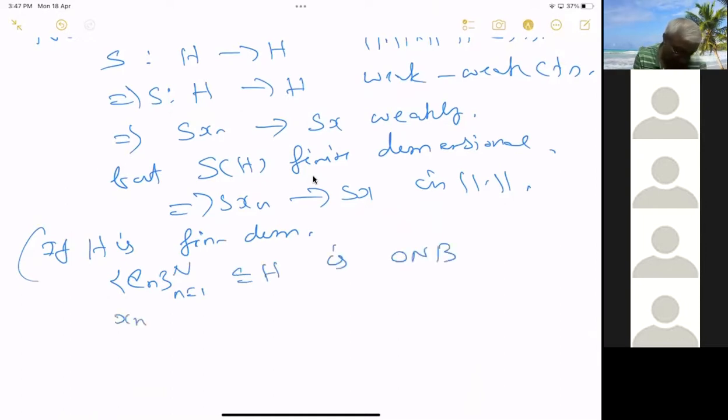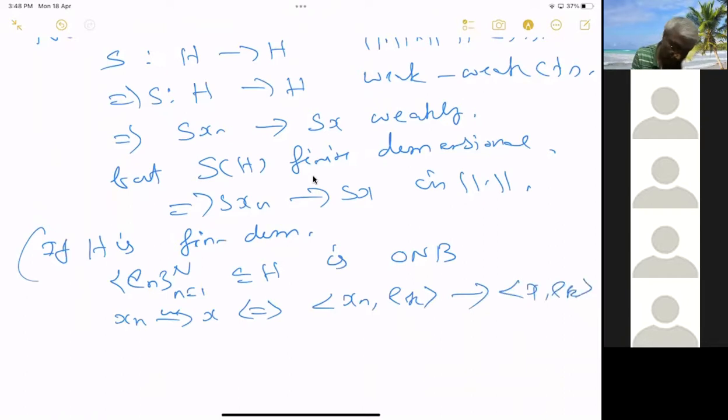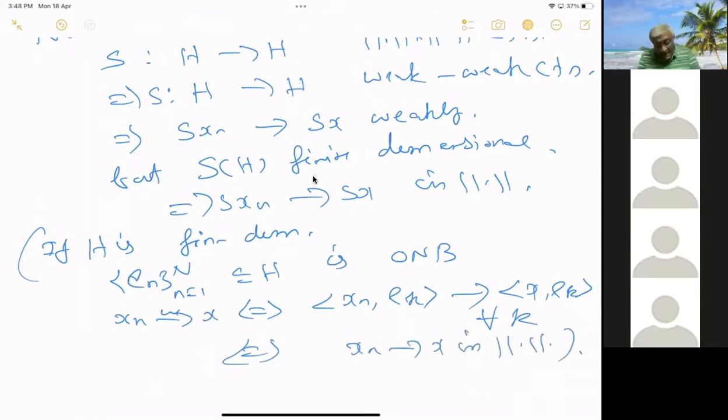Then xn converges to x weakly is equivalent to saying <xn, ek> converges to <x, ek> for all k. But this is what is called coordinate convergence. In finite dimensions, coordinate convergence is equivalent to saying that xn converges in norm. Okay, please verify that. So because the range of S is finite dimensional, Sxn converges to Sx weakly will imply it converges in norm.